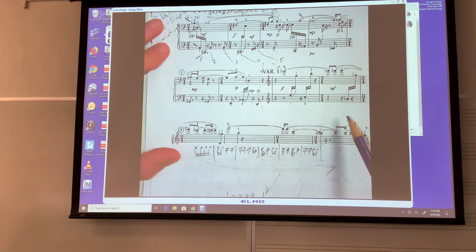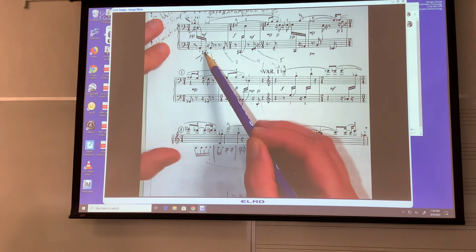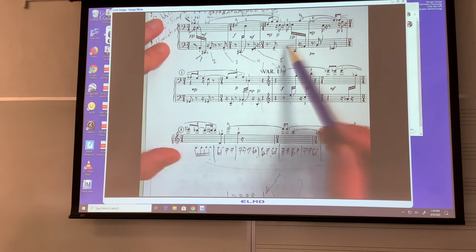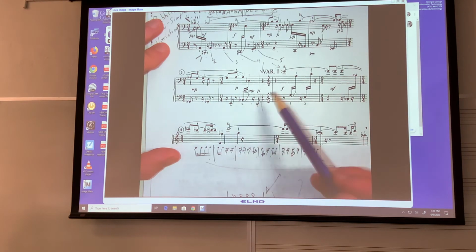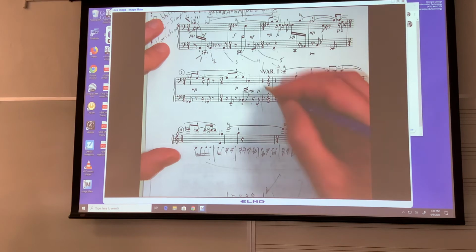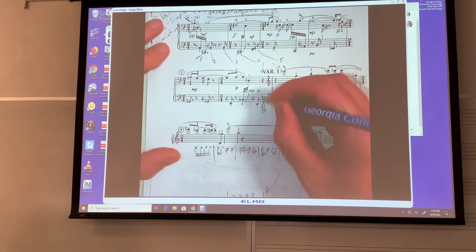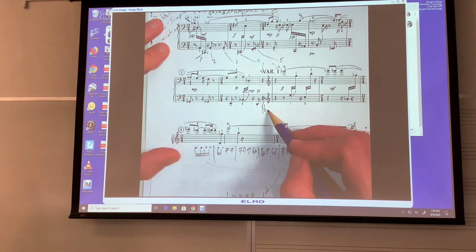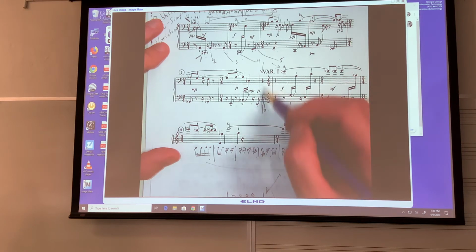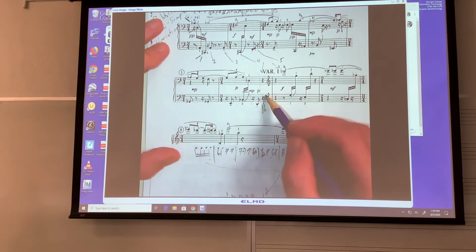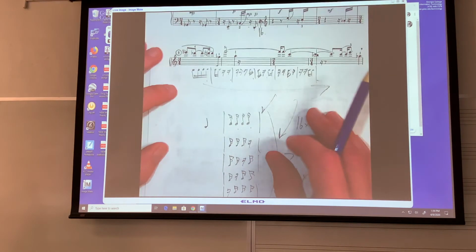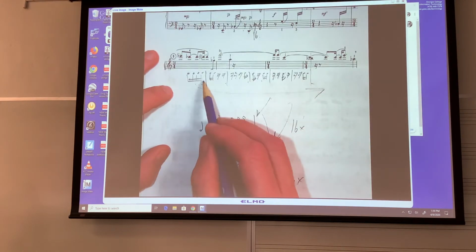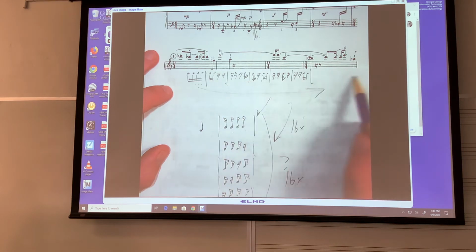Did I count this right? 3, 5, 8, 11, 13, 14, 15, 16. Yeah. So this is number 16 right here, and it's the only time that he uses all rests. So let's say we catalog every single 16 attacks and rests for this thing.